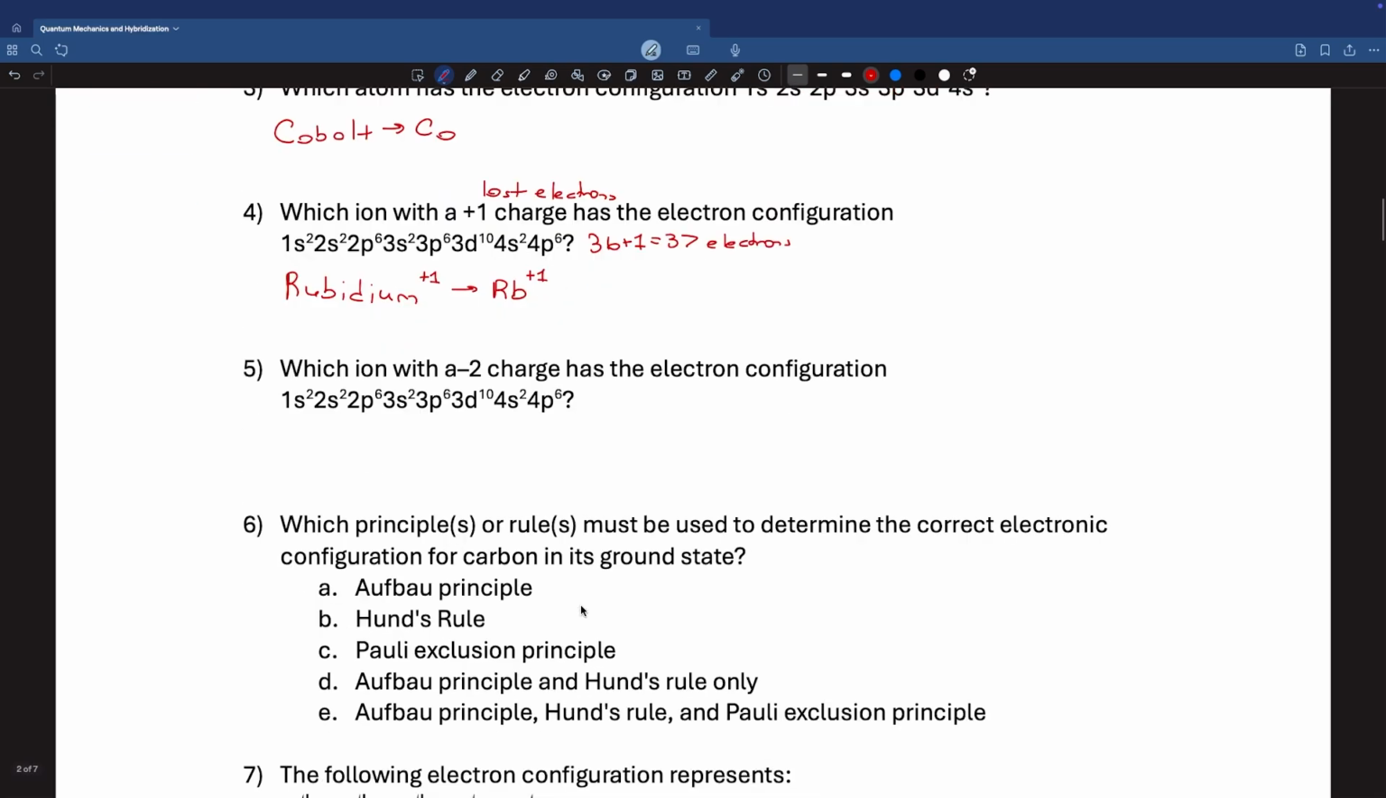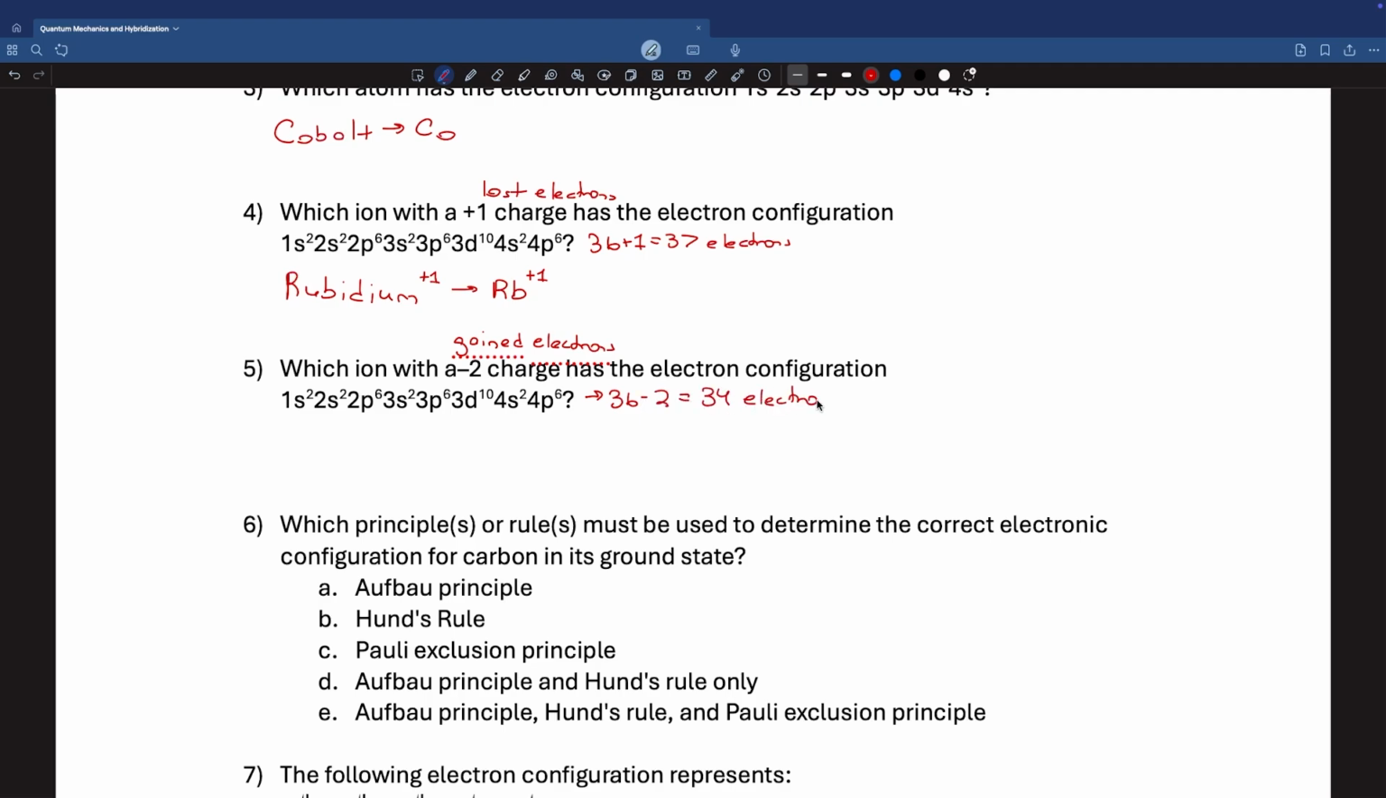The next question is similar. Which ion with a negative 2 charge has the electron configuration given? And so this is an ion that gained electrons. And so if we count this up and just subtract 2 from it, we'll find the original element that this is asking for. So if we add 2 plus 2 plus 6 plus 2 plus 6 plus 10 plus 2 plus 6, we'll end up with 36 electrons. But since we gained electrons, we'll subtract 2, which means 34 electrons.